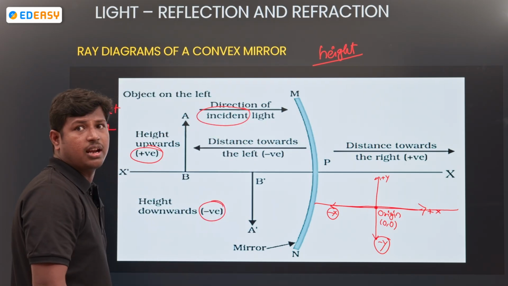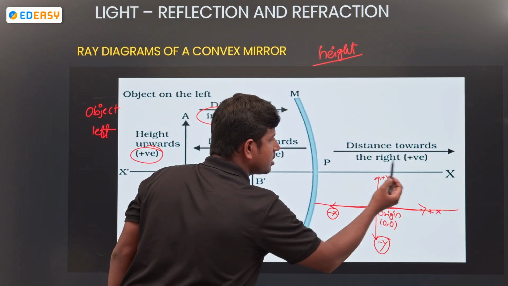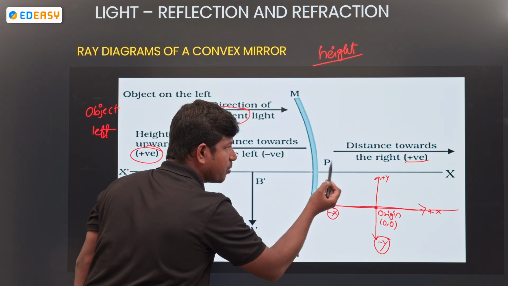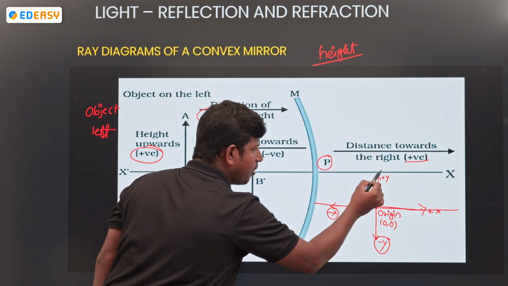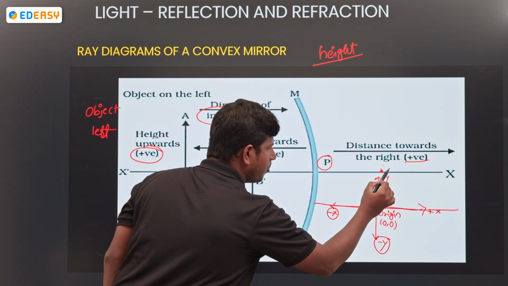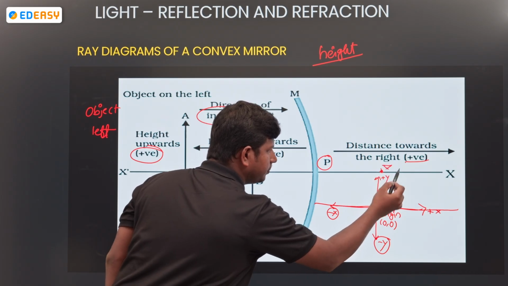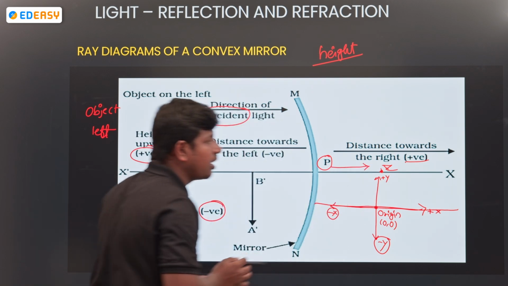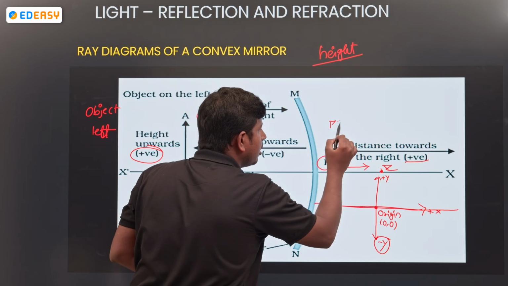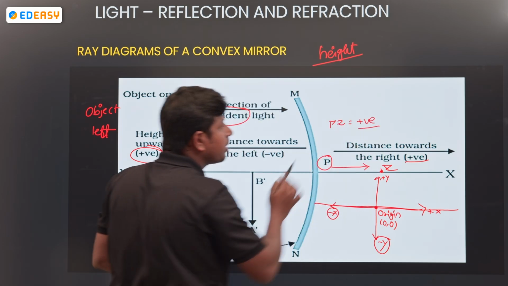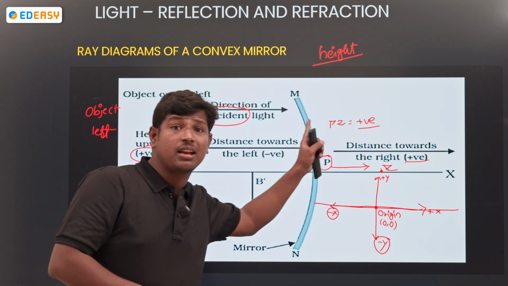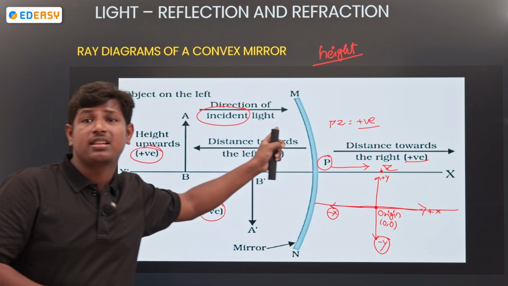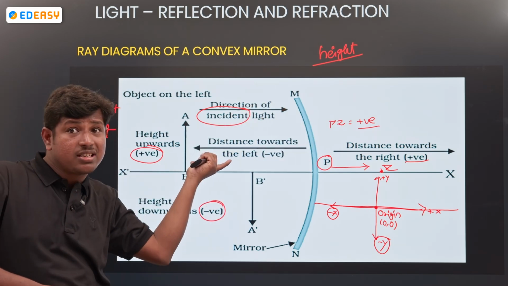The direction of incident light ray: if you take distance towards the right side, positive. Suppose I am measuring from the pole to a point Z. From pole to Z, which direction am I taking? Along the direction of incident ray. Then the value of PZ is positive. Why is PZ positive? Because as per the sign convention, I am taking it along the direction of incident ray, positive. Opposite to the direction of incident ray, negative.